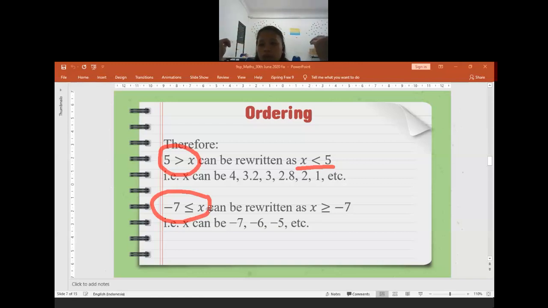Is there anyone get confused? Hello? No one get confused? When it's like this, we always flip into x. Yeah, it will be easier.